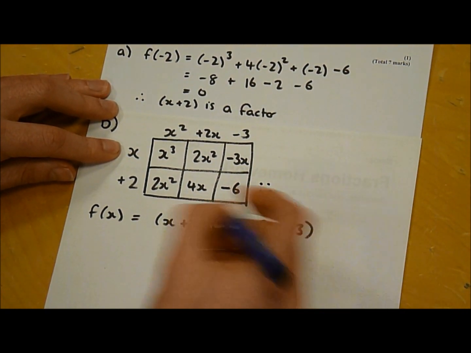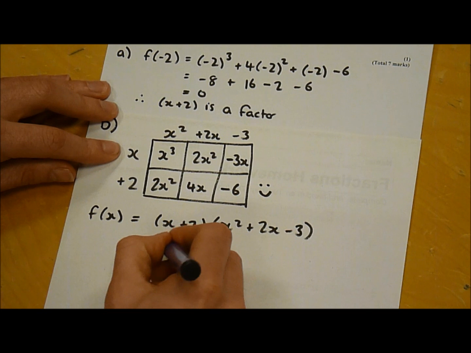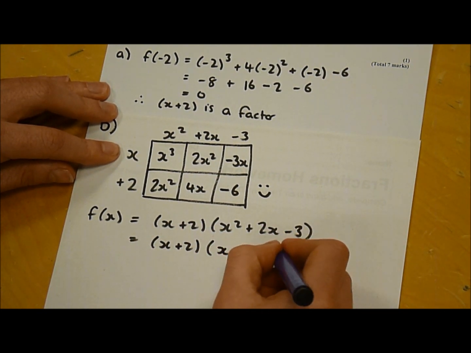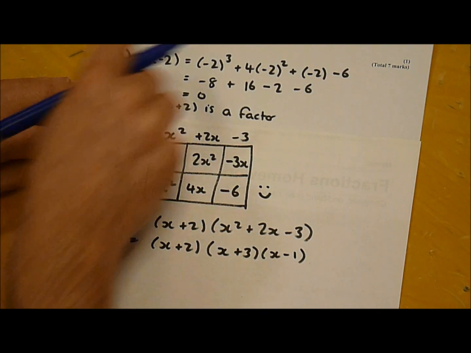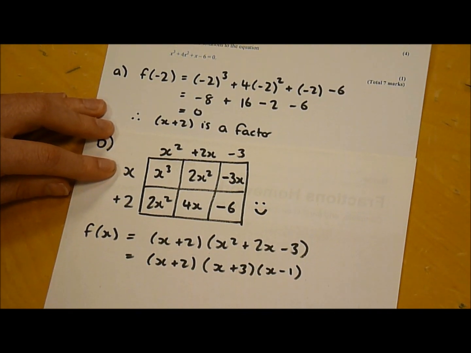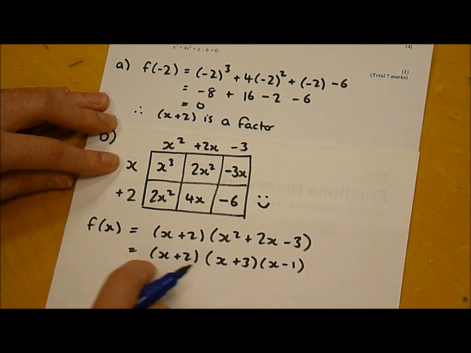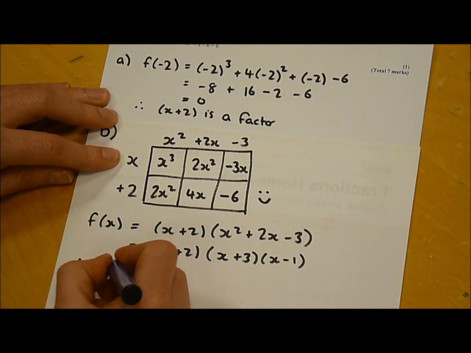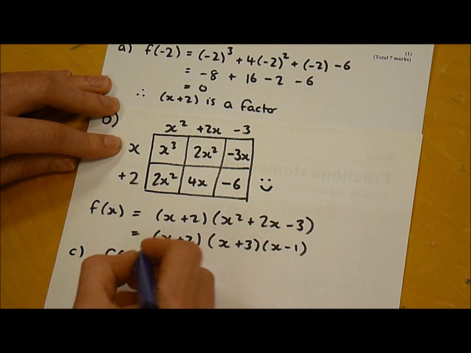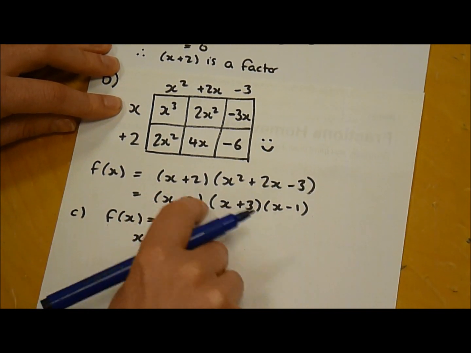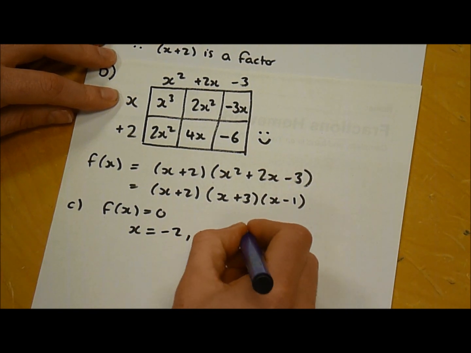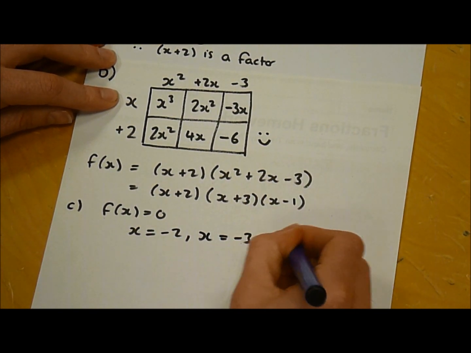Then look to see if this factorises, and it does. X plus 3, x minus 1. Part B done. Part C says write down all the solutions to that equation. Well, we've factorised it, so we want when does this equal 0? Well, this is going to equal 0 when x is equal to, well, to make this 0, x has got to be minus 2. To make this 0, x has to be minus 3. For this 0, x has to be 1. Okay.